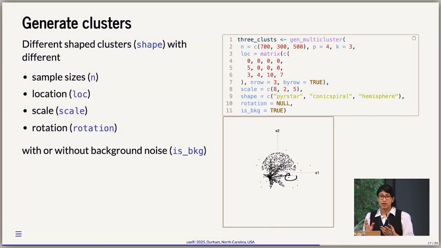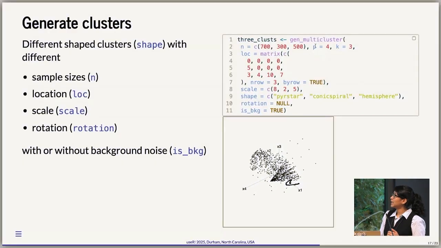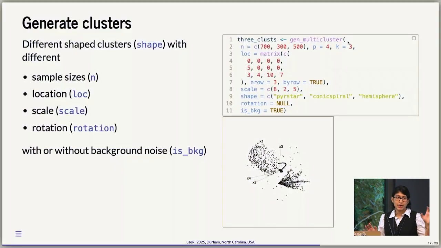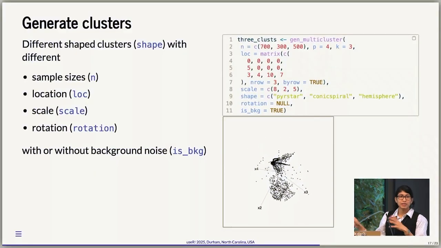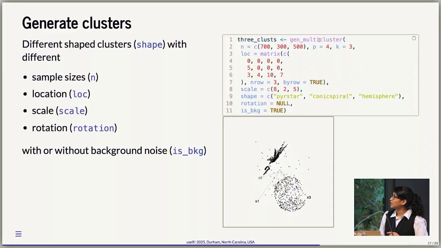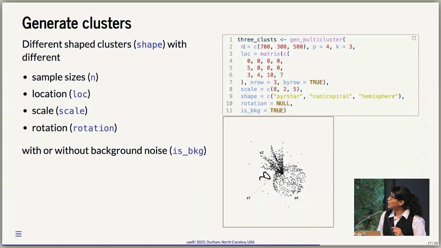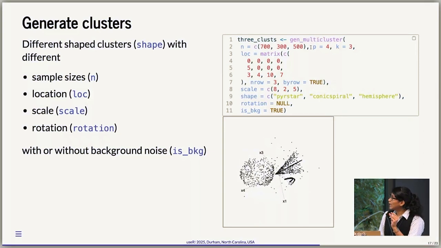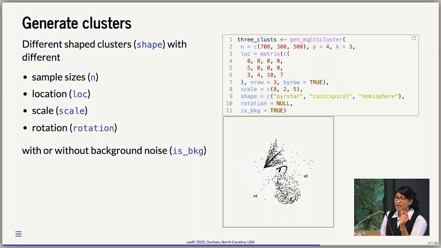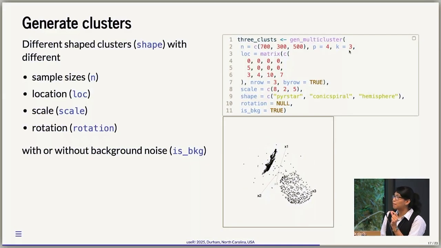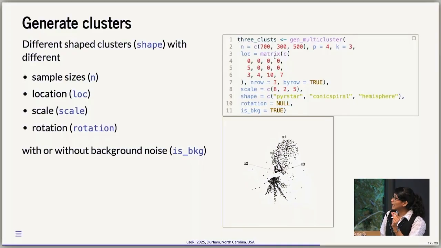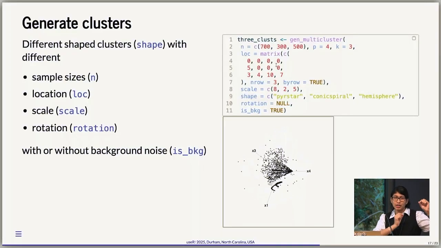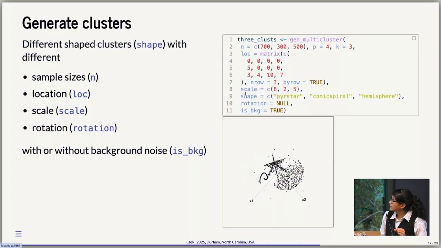I have another function in my package called gen_multiclusters. Because I already have different types of shape generators, I can pass all these shape generators to my gen_multicluster function, and I can assign how many points should be within each cluster. I can also set how many dimensions and how many clusters. And I can specify the location of the clusters as well, like the centroid of the clusters. And scaling is also important.